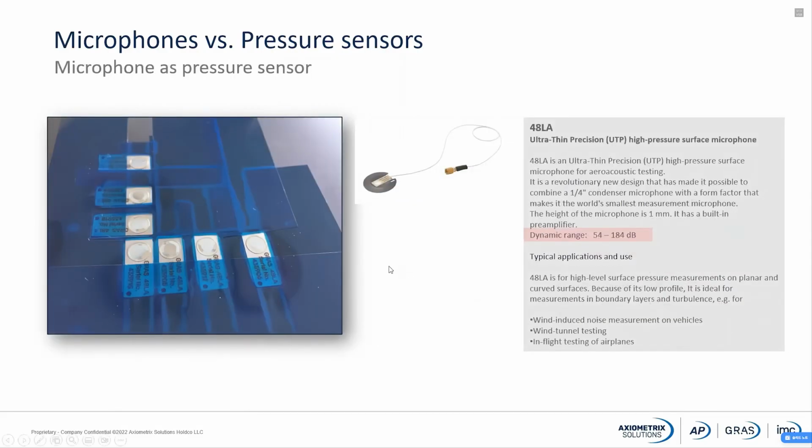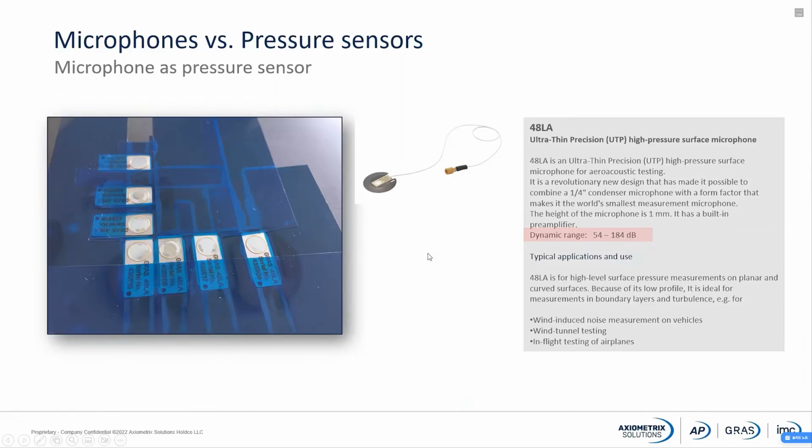Then we have the same configuration from another customer, sold with this ultra-thin precision surface microphone, where it is glued directly on top of the airfoil, again in the same sort of configuration. And there you have a dynamic range of 54 to 184 decibel. So a little bit lower on the high side, but it is definitely a lower noise floor on this one.